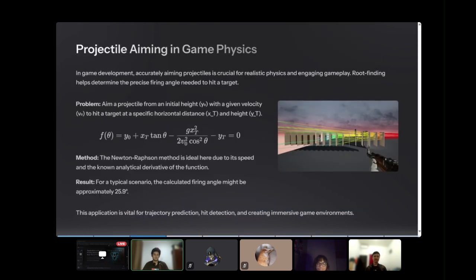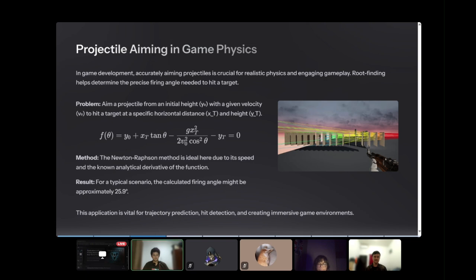So the first, projectile aiming in game physics. In game development, accurately aiming projectiles is crucial for realistic, physical, and engaging gameplay. Root finding helps determine the precise firing angle needed to hit a target. The problem: aim a projectile from an initial height, which is y0, with a given velocity to hit a target at a specific horizontal distance and height.